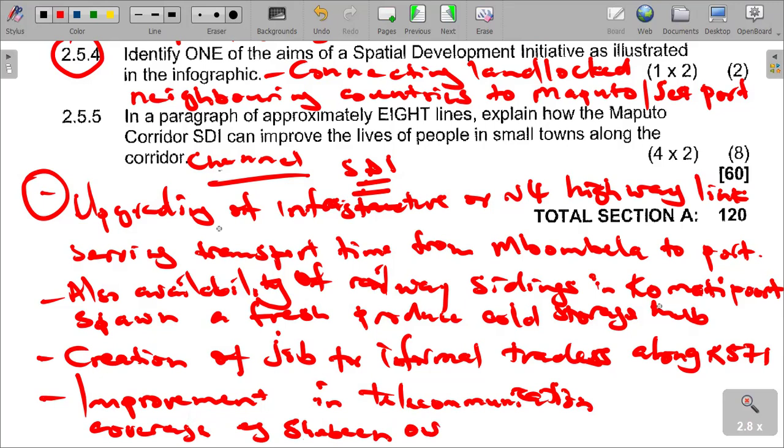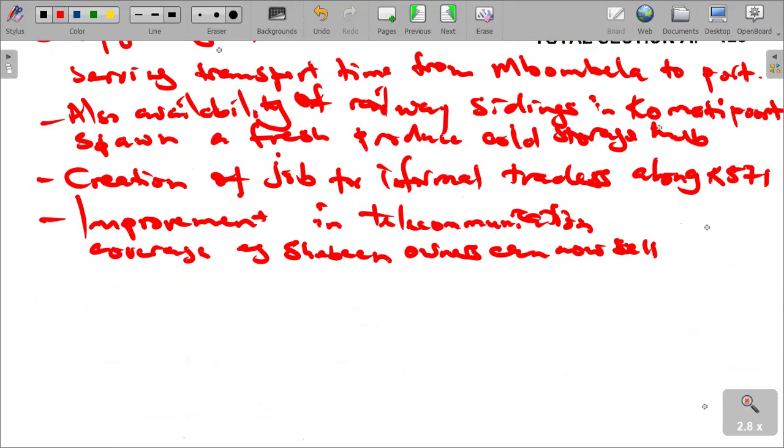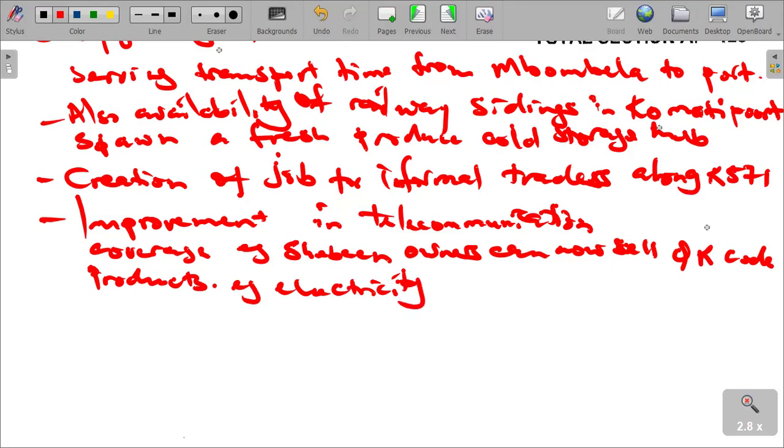Shebeen owners can now sell even QR code products like electricity. You can talk about clinics.